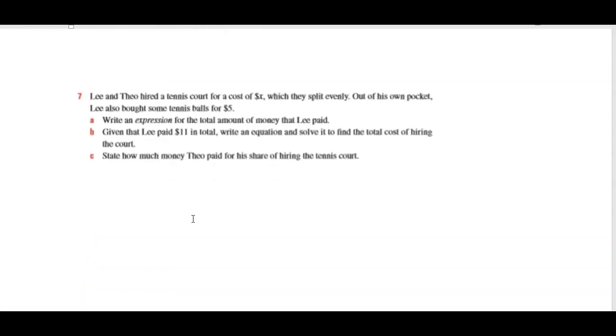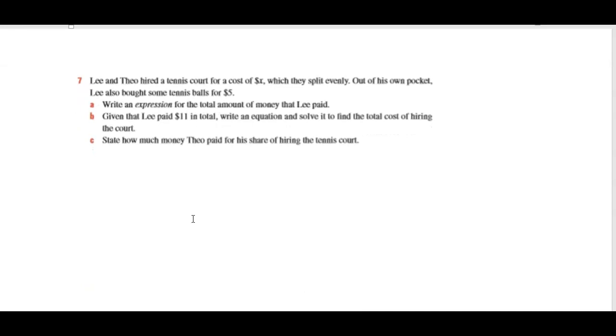Question 7. Let's have a quick look at this one. Lee and Theo hired a tennis court for a cost of X dollars, which they split evenly. Lee also bought some tennis balls for $5 out of his own pocket. Write an expression for the total amount that Lee paid. So we're doing Lee. He split the cost of the tennis court, so there's 2 of them. So the cost is X divided by 2. And then he paid another $5 for the balls.